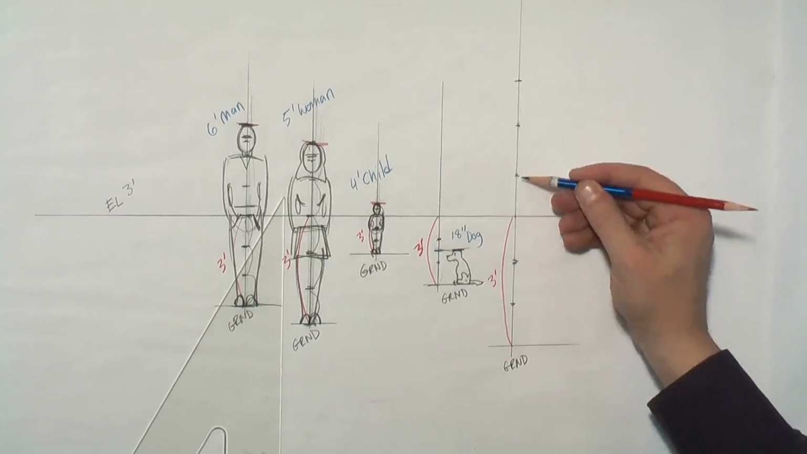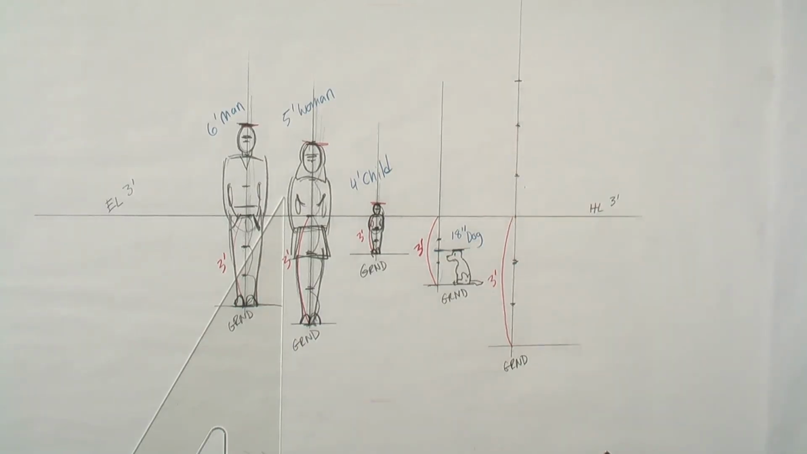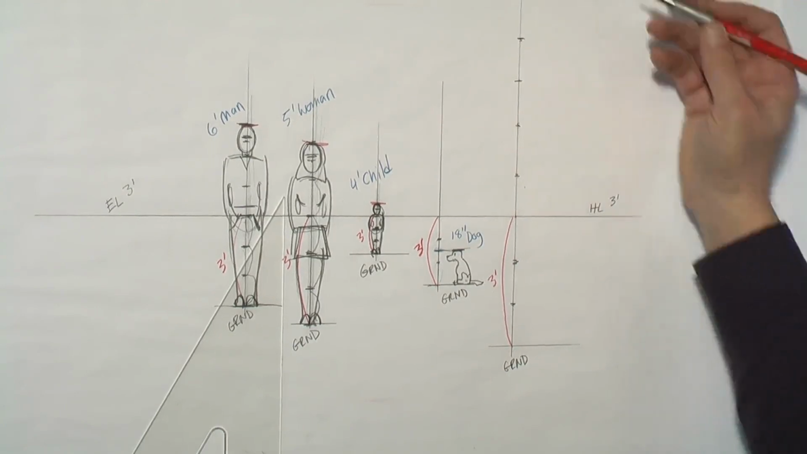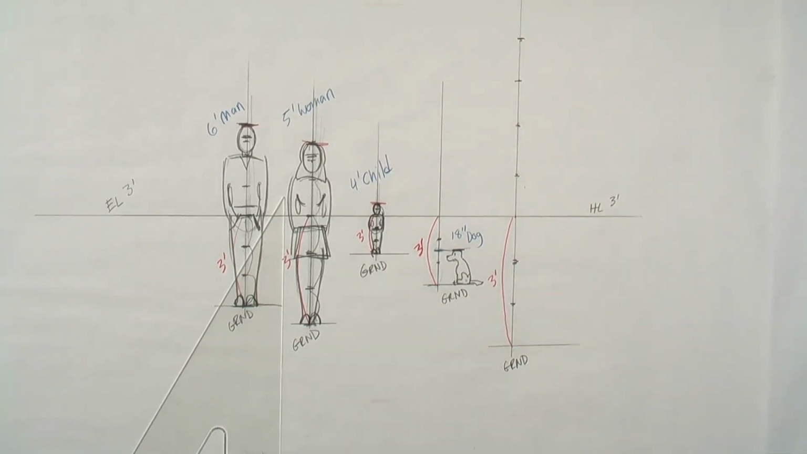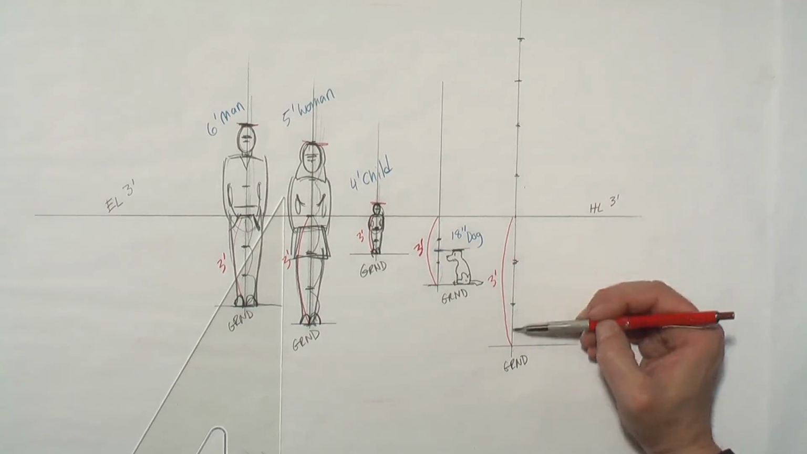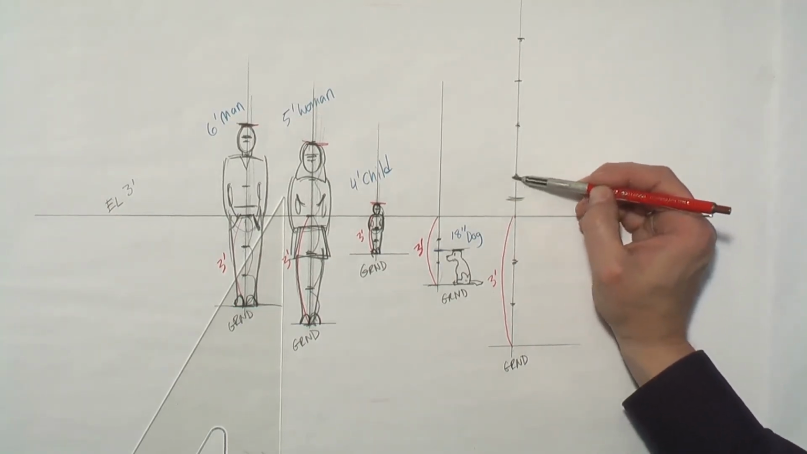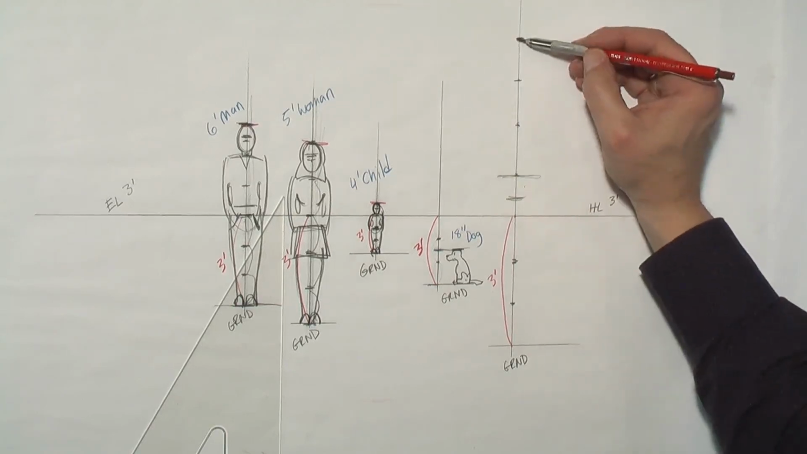1, 2, 3, 4, 5, 6. Oops, we need another foot. Let's see. Hopefully we'll fit on our paper. We should. Okay, about there. So that should be 7 feet. So let's draw in somebody. So 3.5 would be about pelvis. So waist would be something like there.